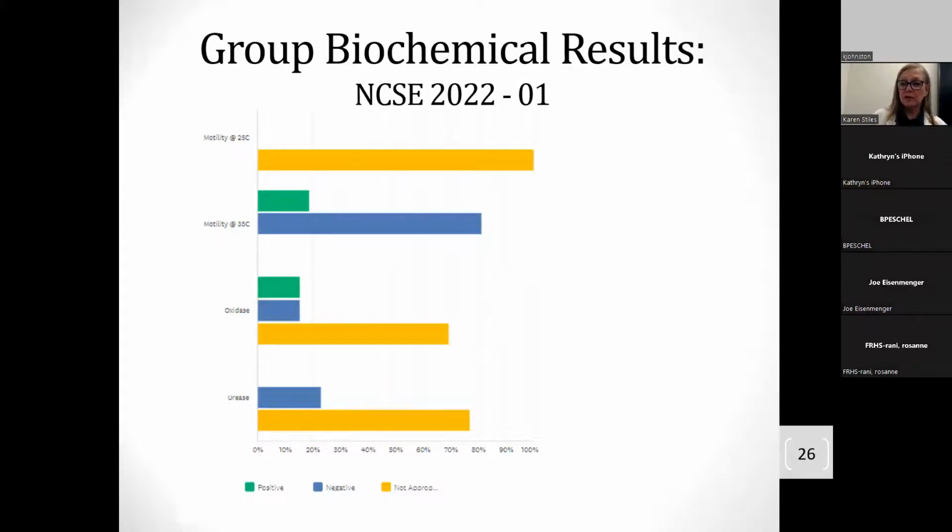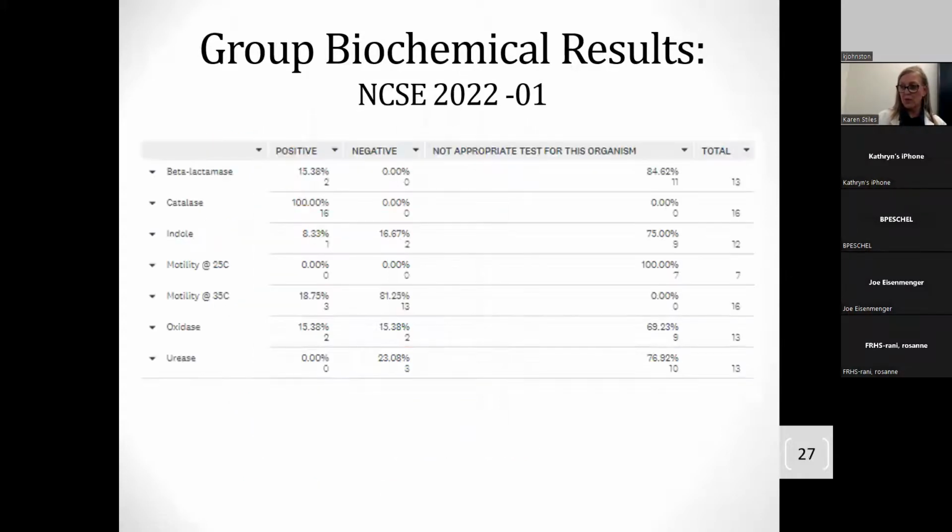Oxidase, a majority said it was not appropriate, and it's true. You only do oxidase on gram-negative rods, and same with the urease. They are not appropriate. So there's kind of another breakdown of all the different groups and what they were doing. And I think it's pretty safe to say a majority of the people probably just did that motility at incubator temperature and the catalase to be safe.